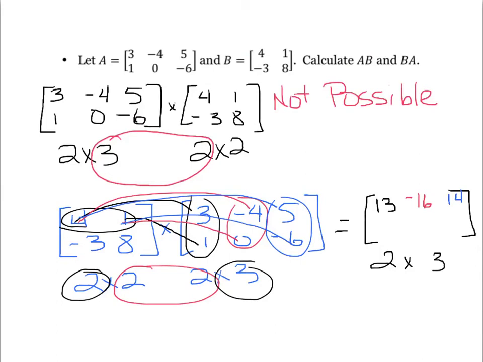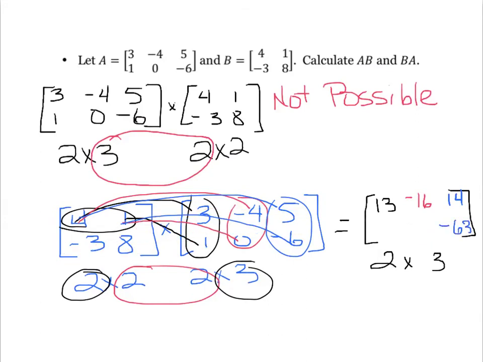Same process. Now we use the second row. So negative 3 times 3 plus 8 times 1. So that's negative 9 plus 8, negative 1. Do the same thing. Negative 3 times negative 4 plus 8 times 0. That's positive 12. And then finally, negative 3 times 5 plus 8 times negative 6. So that's negative 15 minus 48, which is negative 63.